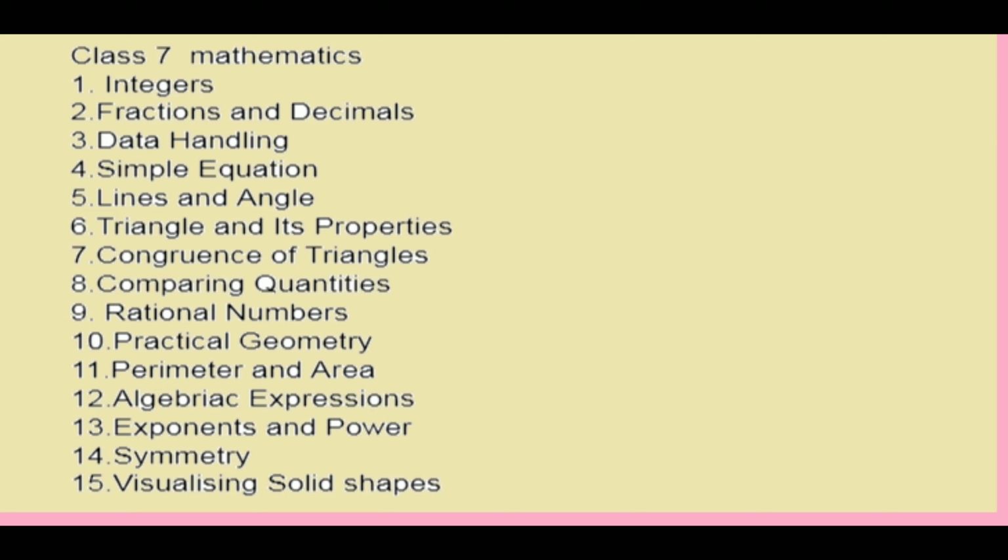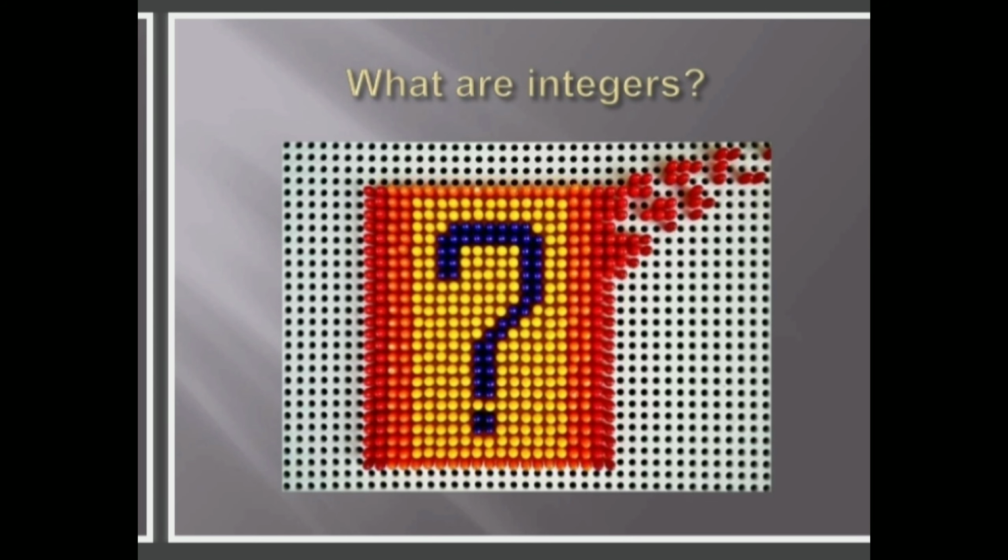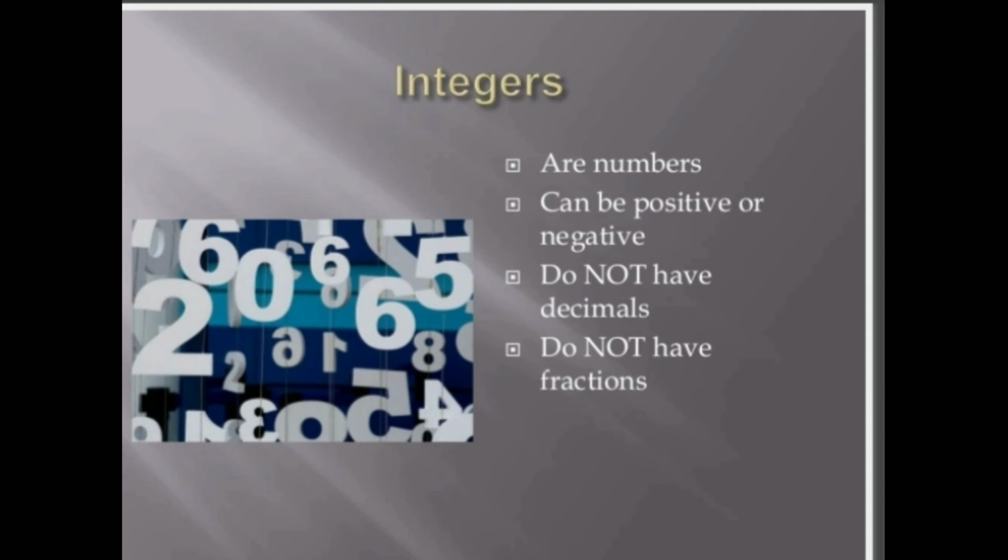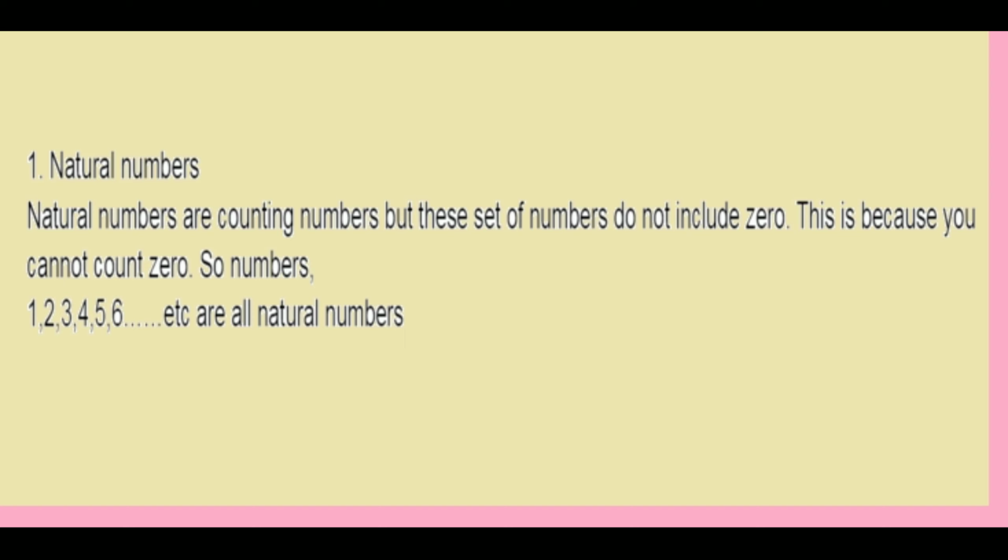In this first chapter we'll discuss what are integers. What I written here? Integers are numbers, can be positive numbers, can be negative numbers, in between we have zero value, do not have decimals, do not have fractions. A small introduction. Before you know natural numbers. What do you mean by natural numbers? Natural numbers are counting numbers, but this set of numbers does not include 0. This is because you cannot count 0.